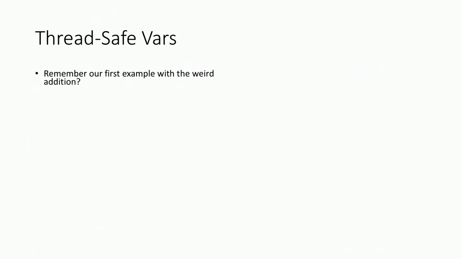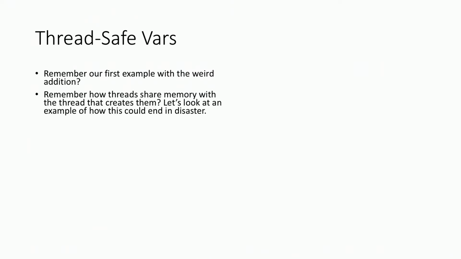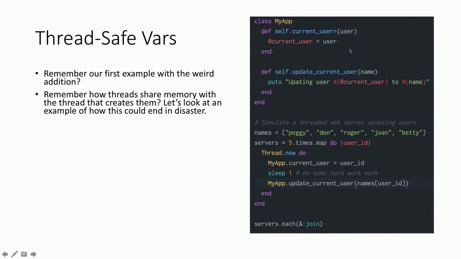So now we are going to thread safe variables. Here's our example with the weird addition. Remember how threads share memory? That's how all the threads had access to that X variable. This is kind of a contrived example, but let's say we have an app, maybe our Rails app, where for each request we say, okay, the request has started, here's the current user. This is going to be the current user for the whole request lifecycle. And then we've got some other method in our app where we're going to update the current user, but here we're just going to print which user we're updating and whatever name we're going to set it to.